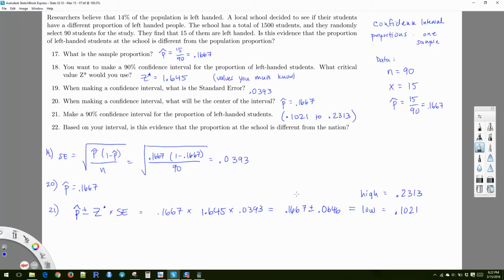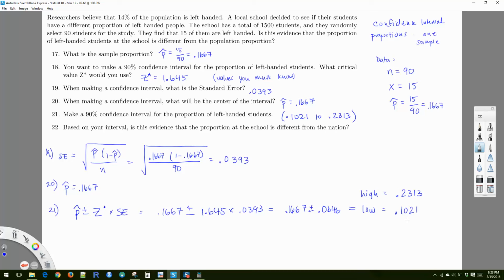Yes. I guess I got lost somewhere. You have 0.1667 times 1.645. Oh, I'm sorry. This should be plus or minus. I'm sorry. That's a plus or minus. Plus or minus 1.645 times 0.0393. Okay, so this is my high end and my low end. Questions? We're good?